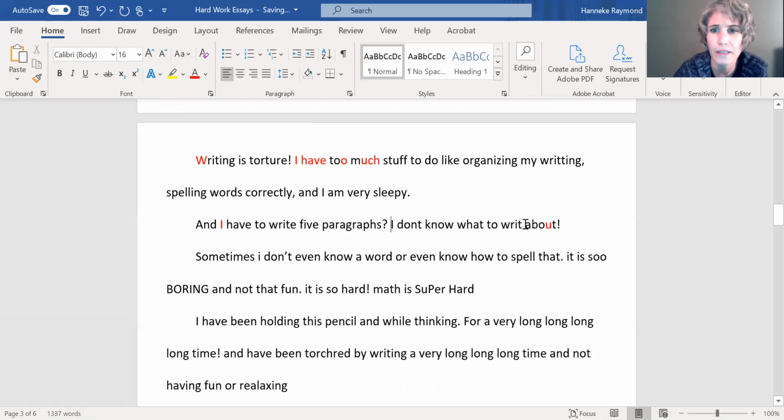"I don't know what to writ about." Ooh, careful. That silent final E makes a big difference. "I don't know what to write about." We need to add in here an apostrophe because this is a contraction for do not. That O pops out.